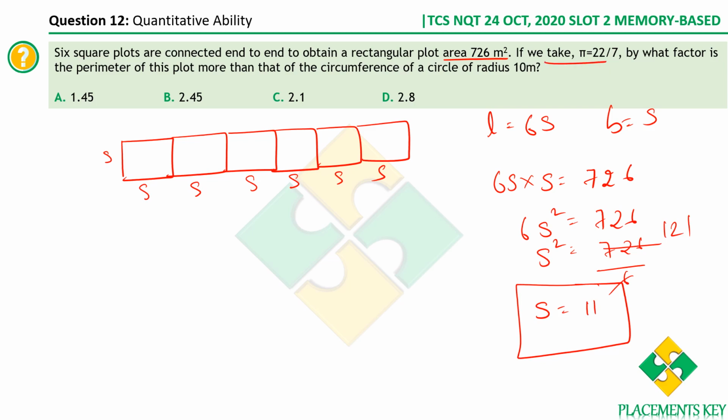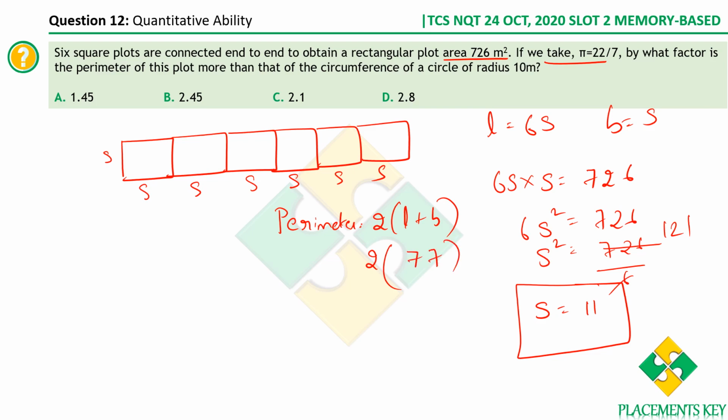If we take the pi value as 22 by 7, by what factor is the perimeter of this plot more than the circumference of a circle of radius 10 meters? So let's first find the perimeter of this rectangle. What is the perimeter formula? It is 2 into (L plus B). So 2 into, what is the length? Length is 6s and breadth is s. So L plus B is 7 into s. 7 into s is 11, right? So 7 into 11, that is 77.